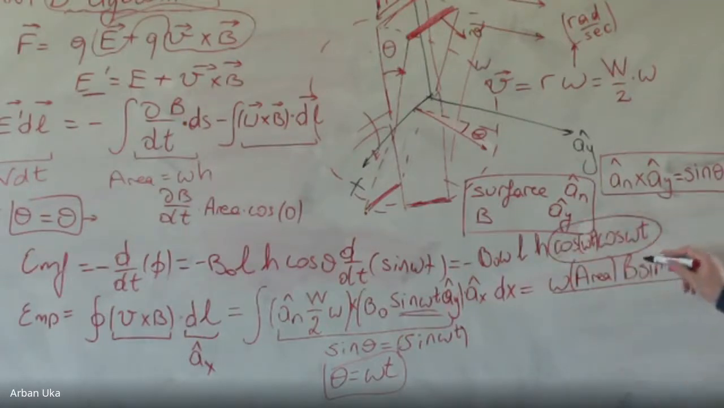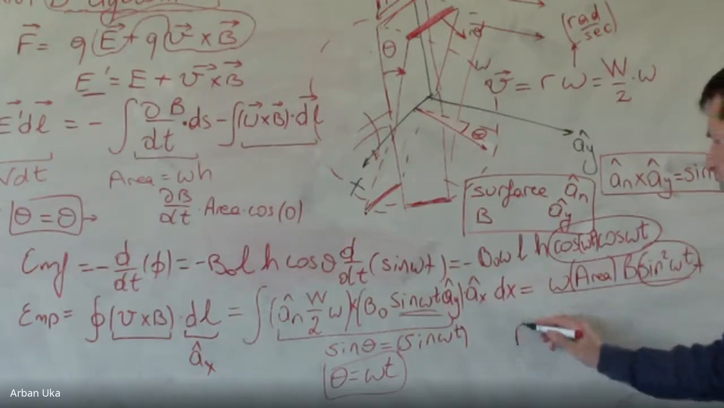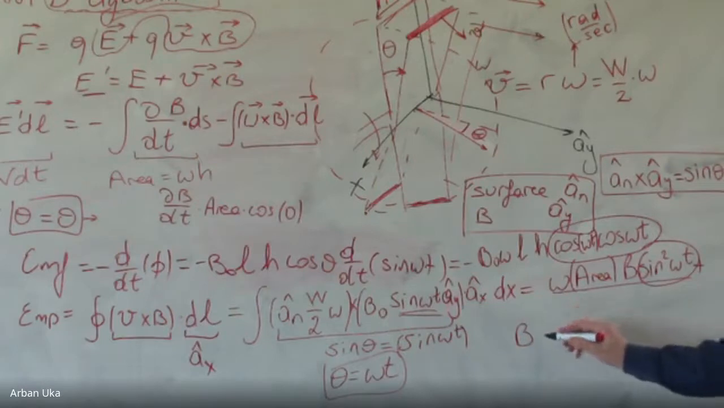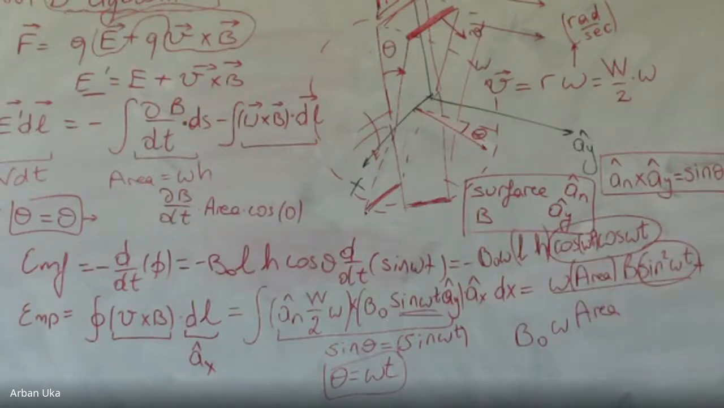some term like sine squared plus cosine squared. So it looks like the overall addition is going to be equal to B0 times omega times area. And by the way, this is also called area. What else do we have here? I think this is omega cosine.